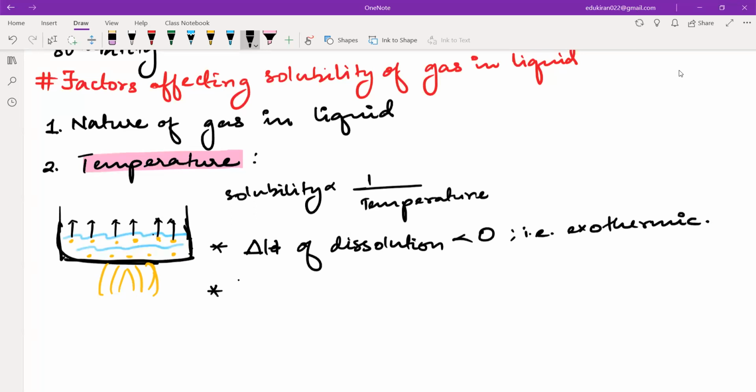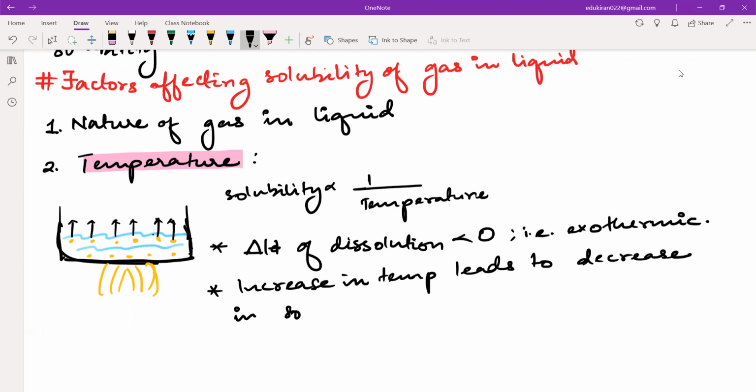You can also write: increase in temperature leads to decrease in solubility. Please write this down. All of you understood this point? Yes or no? Please tell me about the effect of temperature. Yes, sir. Okay.